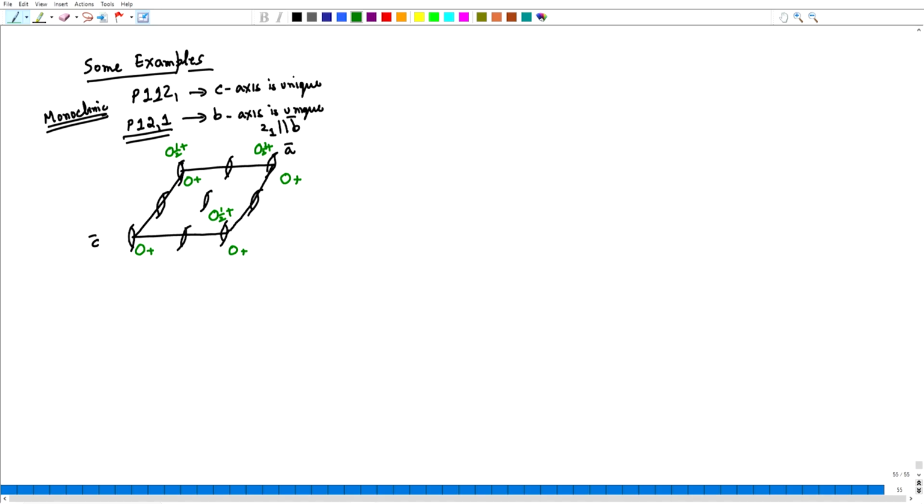So, this is how the pattern would form, and you can see that this particular motif and this particular motif are related to the central two-fold screw axis. Now, this is what would be P1 2 sub 1 1, with the B axis being the unique axis.